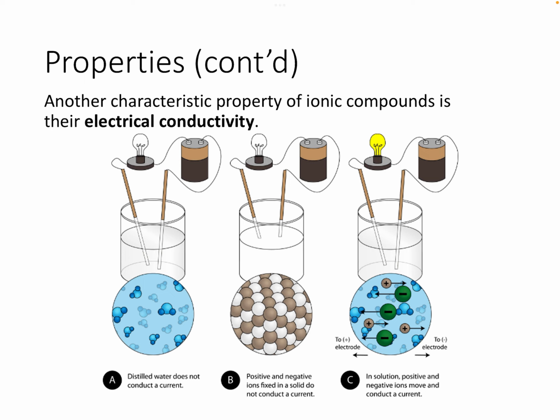Another characteristic property of ionic compounds is their electrical conductivity. So for example, here we have a little experiment where on the far left we have just a sample of water. And in that water, we've placed some electrodes.